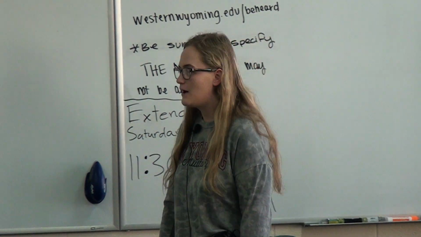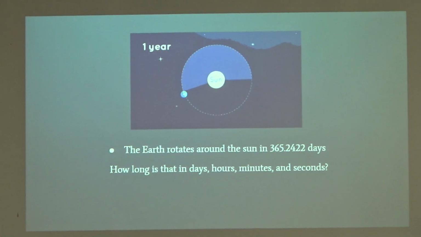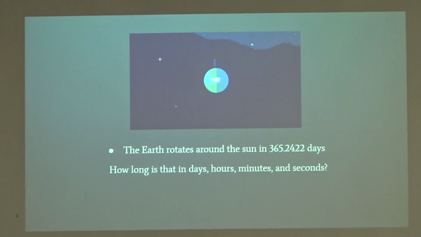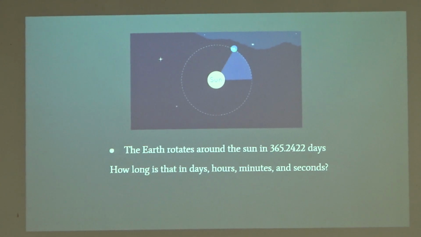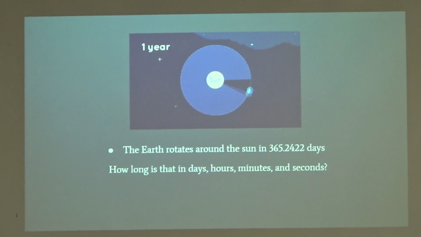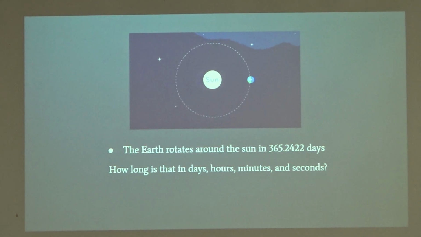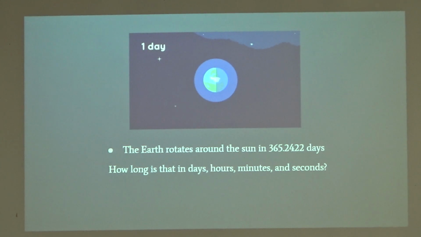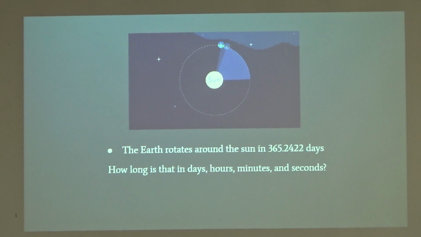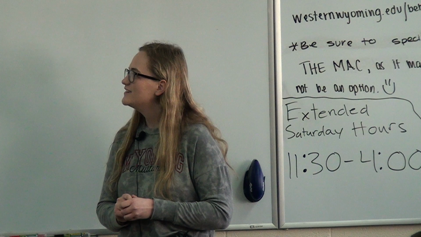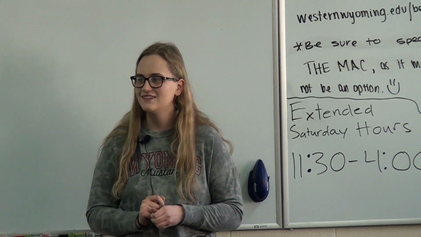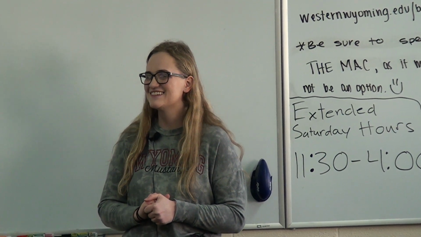So I'm going to make you do some math. The Earth rotates around the sun in 365.2422 days. So how long is that in days, hours, minutes, and seconds? It's okay to get your calculators and your phones. She's already ready as a teacher. She's waiting for an answer.